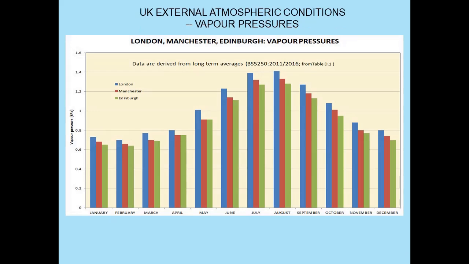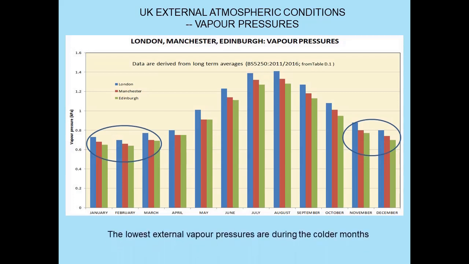It's also interesting to see external atmospheric conditions, the vapour pressures. And note here, in the colder months of the year, the vapour pressures are much lower than they are in the summer months. Indeed, on a cold frosty day, we could be looking at vapour pressures in the order of 4.5 to 5 kilopascals. So in the colder months, the vapour pressure externally is much lower. The lowest external vapour pressures are present during the colder months of the year. In other words, at that time the air is drier.